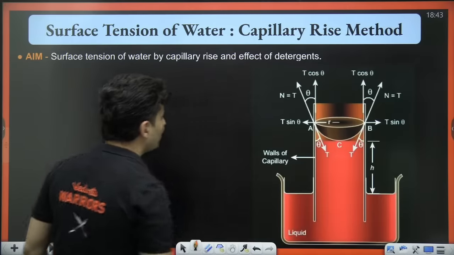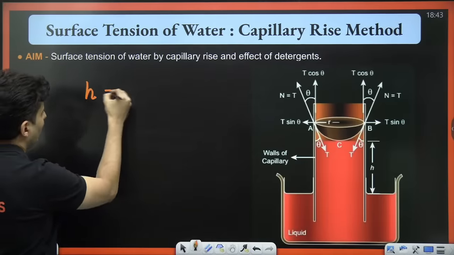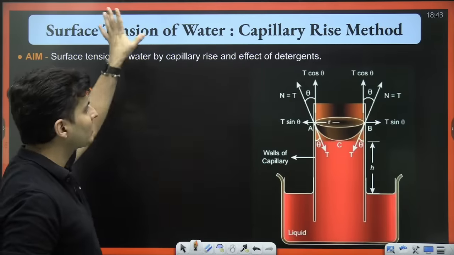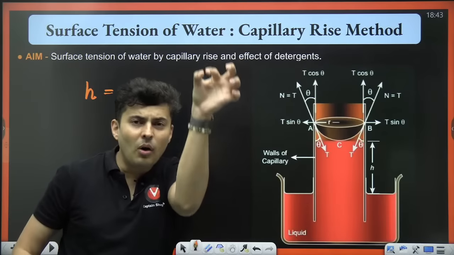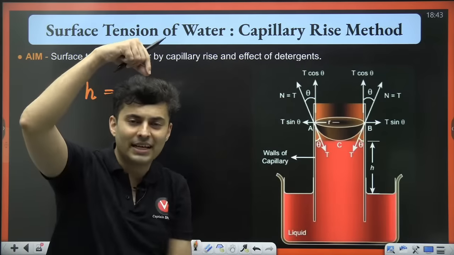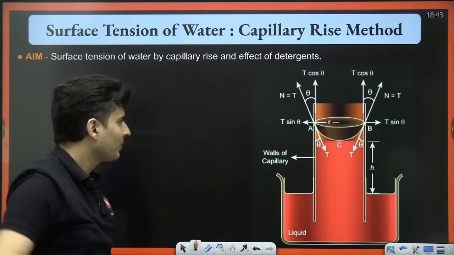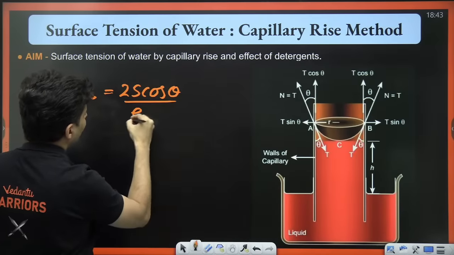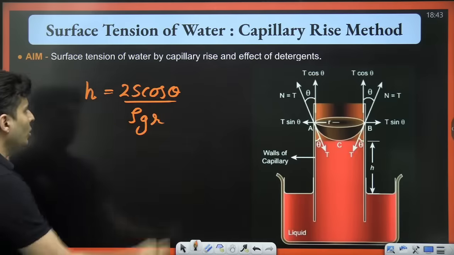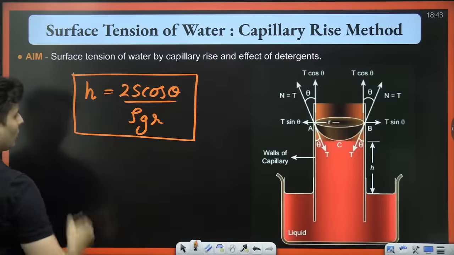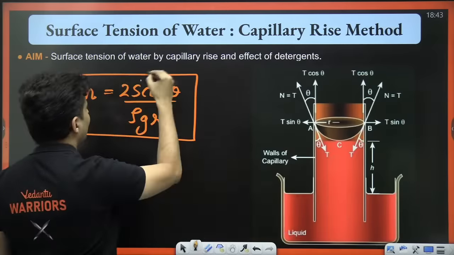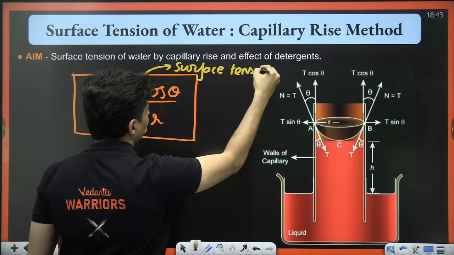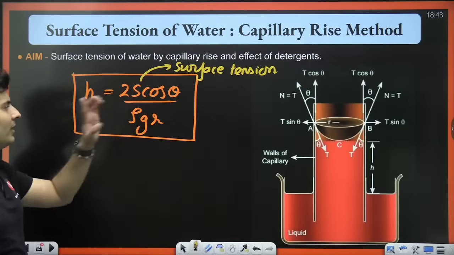Okay, so it so happens that the height rise or the dip in the liquid inside that small tube is called a capillary. Capillary means a small tube which has an opening on both sides, so the liquid can easily pass through it. The height is given by 2s cos theta by rho gr, where s is nothing but the surface tension of the liquid.